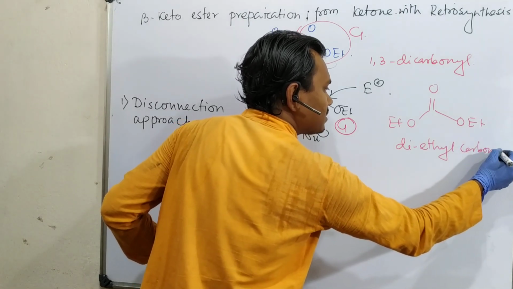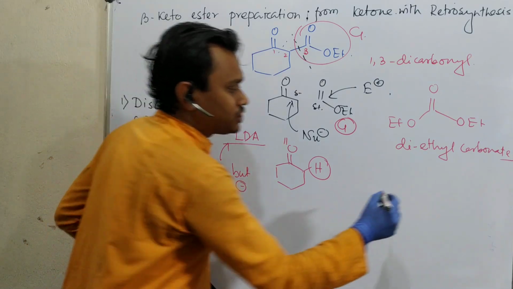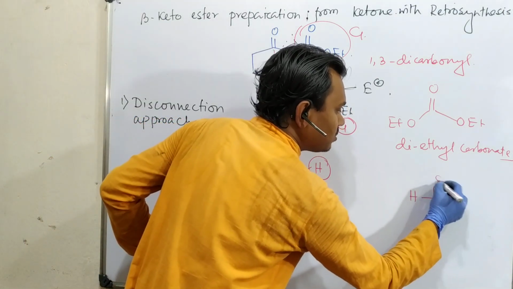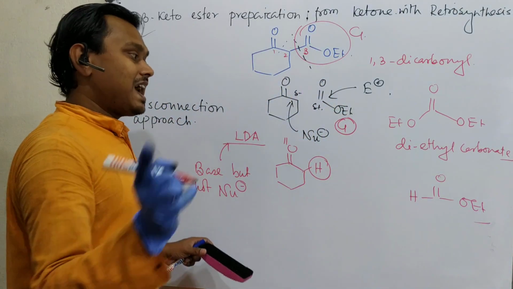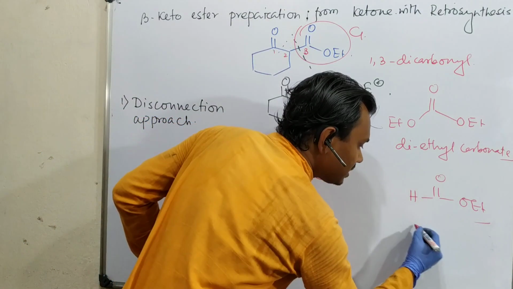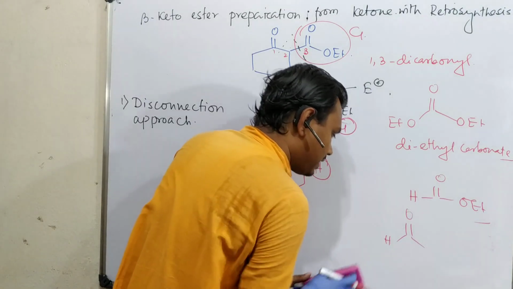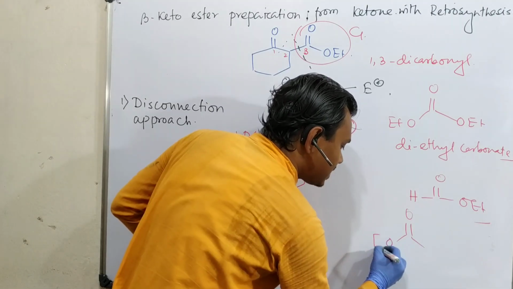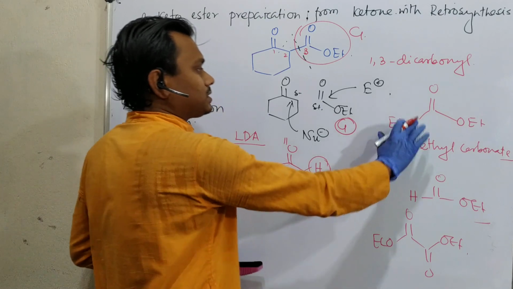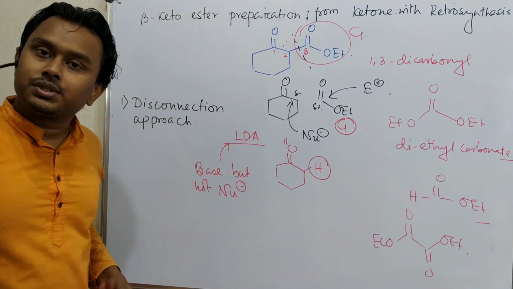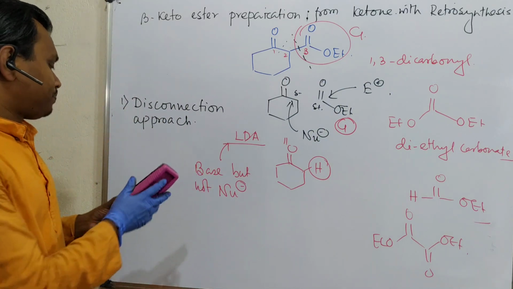Remember the name of this reagent, diethyl carbonate. But there is another reagent, that is HCOOEt, ethyl formate. It will result in a different thing, and another thing, the corresponding oxalate. These three we will come to. I'll come to what will result in our target product and what not. So okay, this is our today's discussion. Now let's first discuss diethyl carbonate.